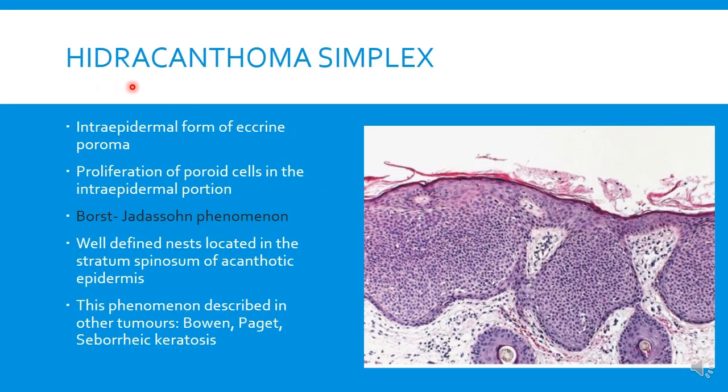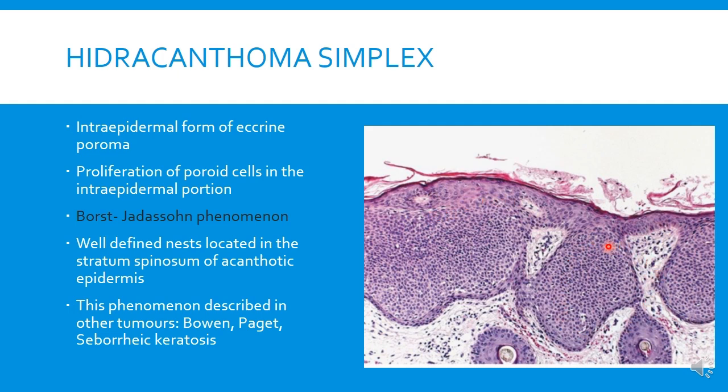Next one is an interesting tumor, which is a hidroacanthoma simplex. It is nothing but an intraepidermal form of eccrine poroma. You see that this is the epidermis, and these are the squamoid cells. And if you see in the stratum spinosum layer, there is this proliferation of cells here and here.